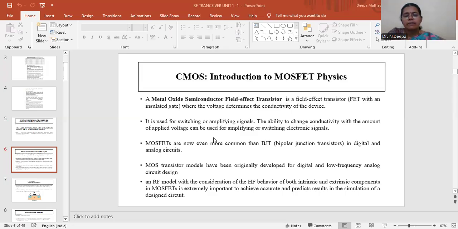The main application of this MOSFET is to amplify the signals. Also it can be used for switching the signals. The ability to change conductivity with the amount of voltage can be used for amplifying or switching electronic signals. MOSFETs are now even more common than the BJT in digital and analog circuits.